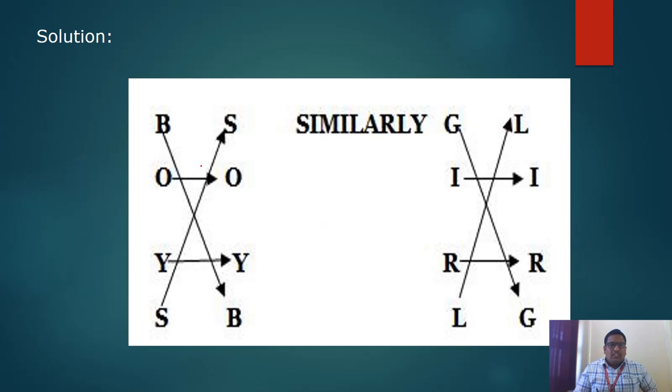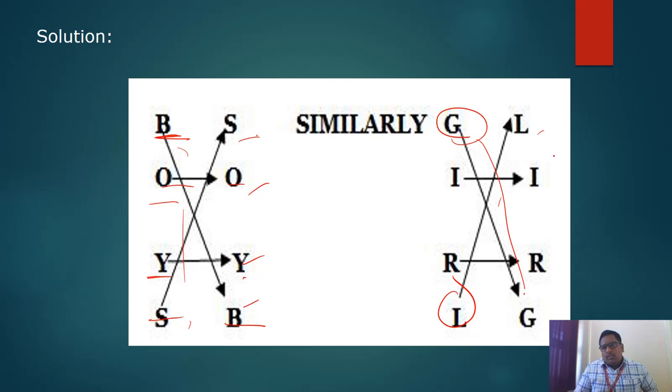As I've already suggested, this is the solution: B O Y S. O will be O, Y will be Y. The B will go to the last position, S will come to the top. Similarly, the G has to go down and L comes up, the remaining stay as they are. So SOYB is for boys, LIRG is for girl. This is an example of order based coding.